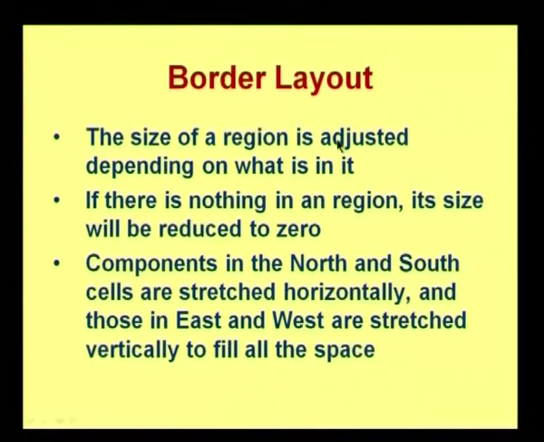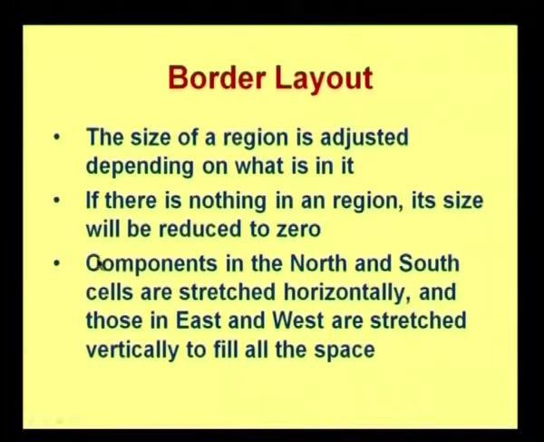The size of a region is adjusted depending on what is in it. Whenever I am adding components on any of these positions, north, south, east, west and center, if in any position I am not adding any element, then that particular size, that is the width and height, becomes 0. So if there is nothing in a region, its size will be reduced to 0.